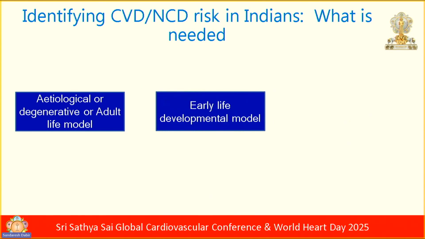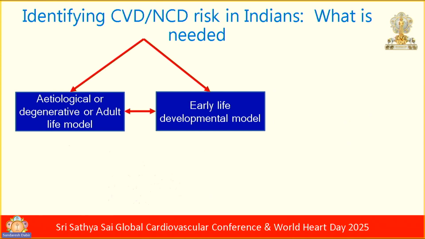There were others in the UK who suggested that you're programmed in your fetal life itself in terms of developing risk factors such as hypertension, diabetes, or cardiovascular disease. They showed very elegantly, and there were several other studies across the world, like the Dutch hunger cohort and others, who showed that maternal undernutrition is an important cause for cardiovascular disease as adults.